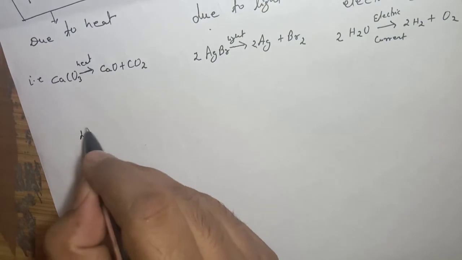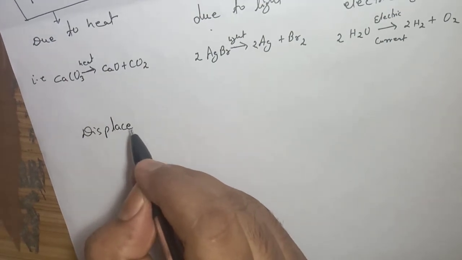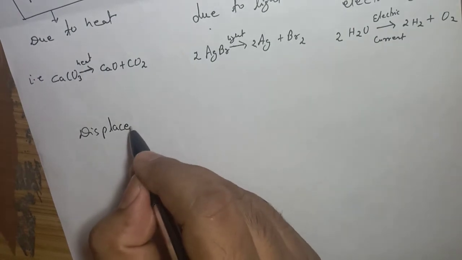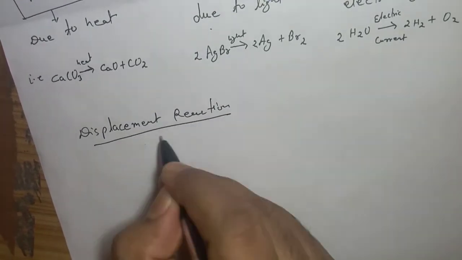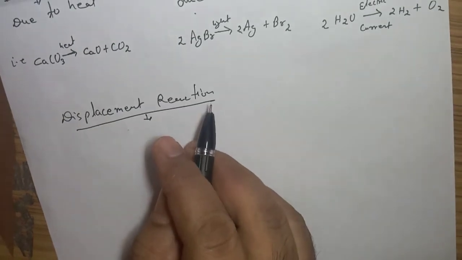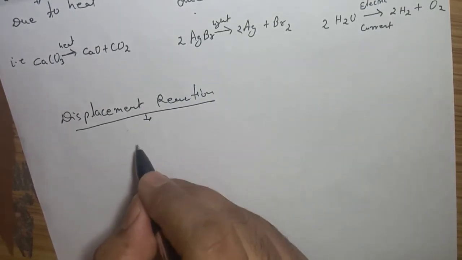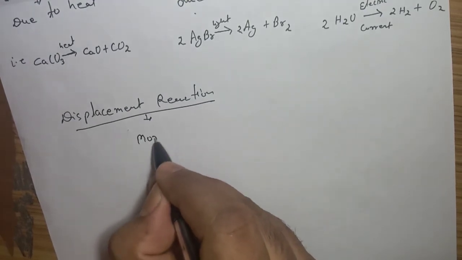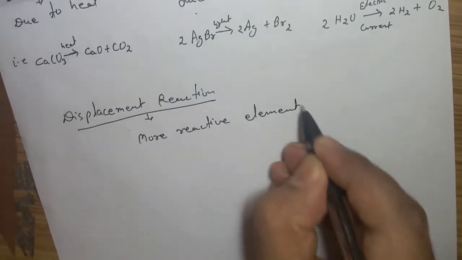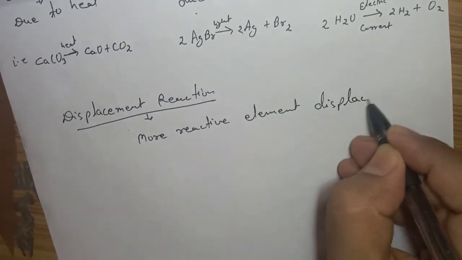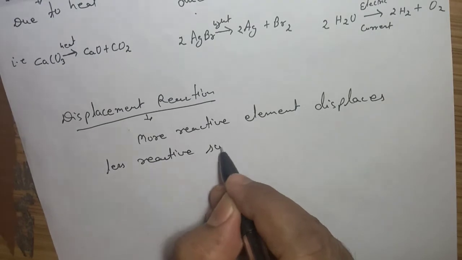After that, we have to go for displacement reaction. Another type is displacement. What is a displacement reaction? A displacement reaction is when one element displaces another element, that is, a more powerful, more reactive element displaces a less reactive substance.